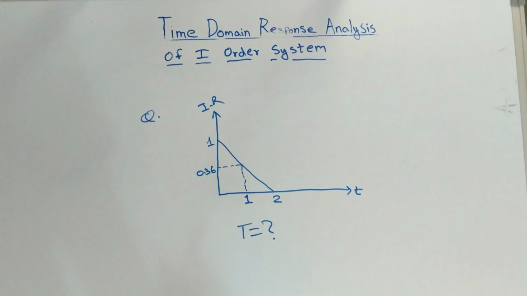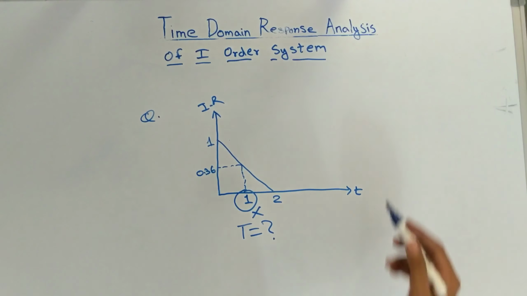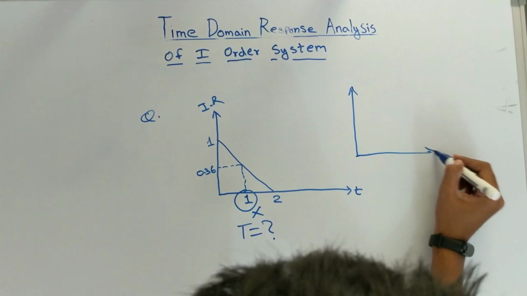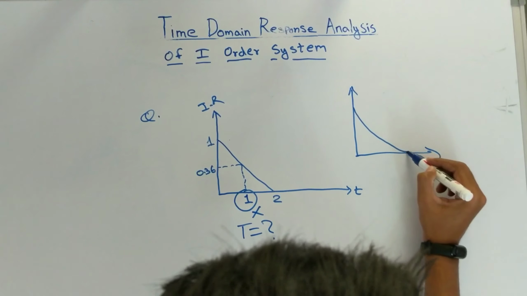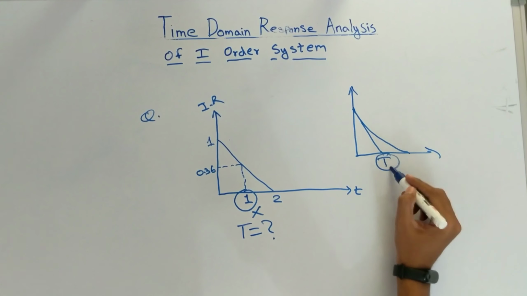Therefore, you must have thought that 1 is the time constant here. But no, as the given graphical representation is of an ideal impulse response, compare it with the graph of the ideal impulse response. Here the time constant is 2.